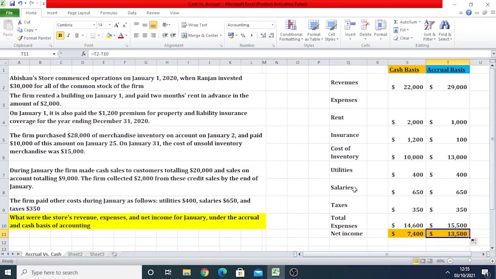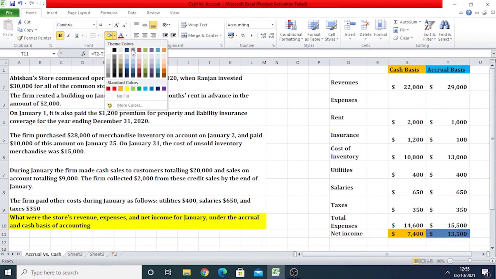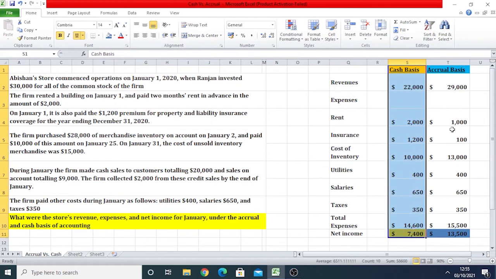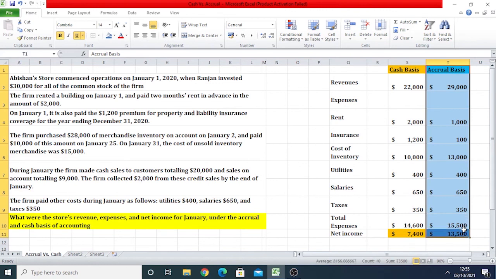Compare the two income statements. Look at the cash basis figures. How realistic is this picture? It's not accurate. Look at the accrual basis figures. Here you see a better picture of what really happened in the month of January. Relevant revenues and expenses for the month of January are reported in the income statement.